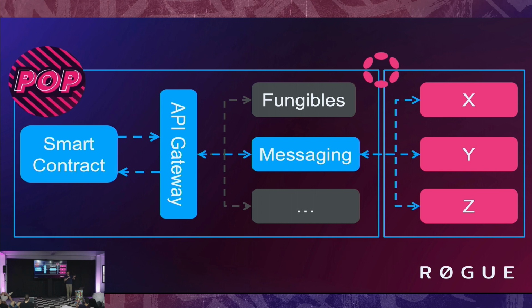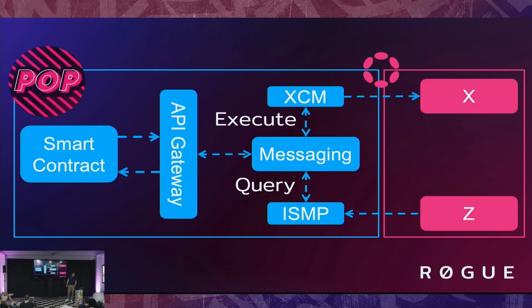Now, I'm going to go one layer deeper. Don't let this scare you, but it will be useful for the demo that we're going to do, which is actually the technology we're using. So, messaging, this is the core component that you as a smart contract developer get to interact with. But there's kind of two ways to look at it. You need to execute something across a parachain, and you want to query data.